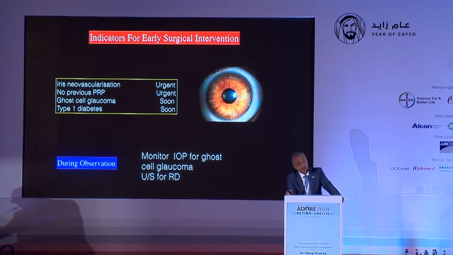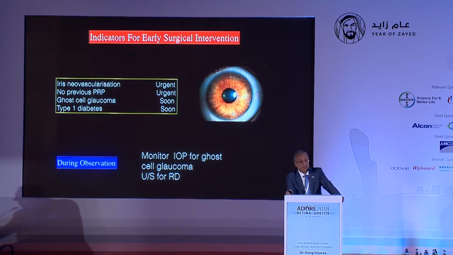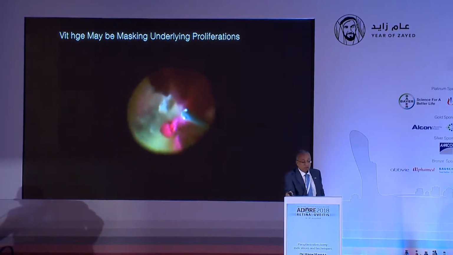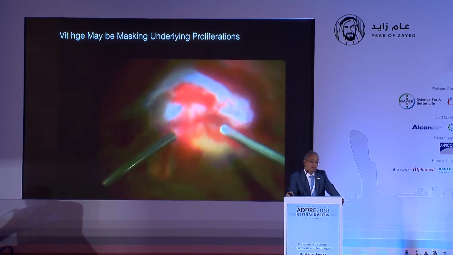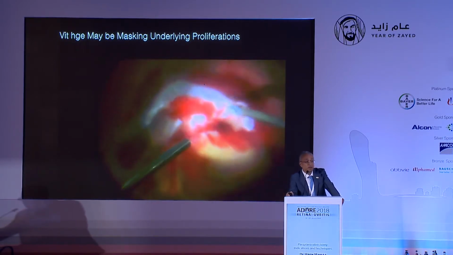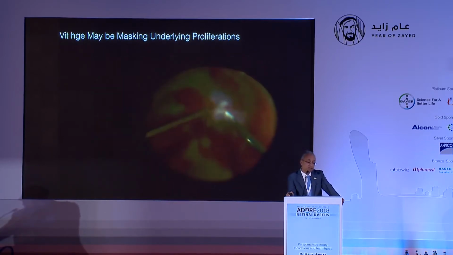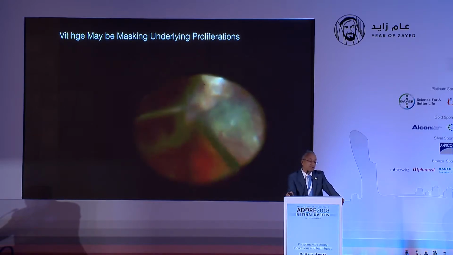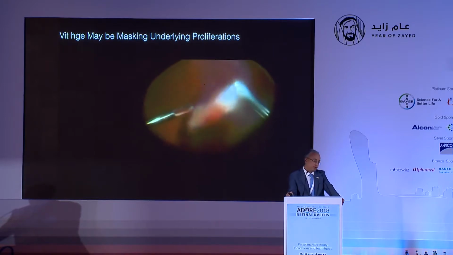And during observation, you have to monitor the retina by ultrasonography to ensure that there is no detachment, and at the same time measure the IOP for ghost cell glaucoma. However, not all vitreous hemorrhage cases are straightforward because they may be masking underlying proliferations, as in this case. After you remove the hemorrhage, you deal with the proliferations by cutting them with the cutter into separate parts, and then use the bimanual technique to clean the retinal surface and leave the retina clean at the end of the procedure.